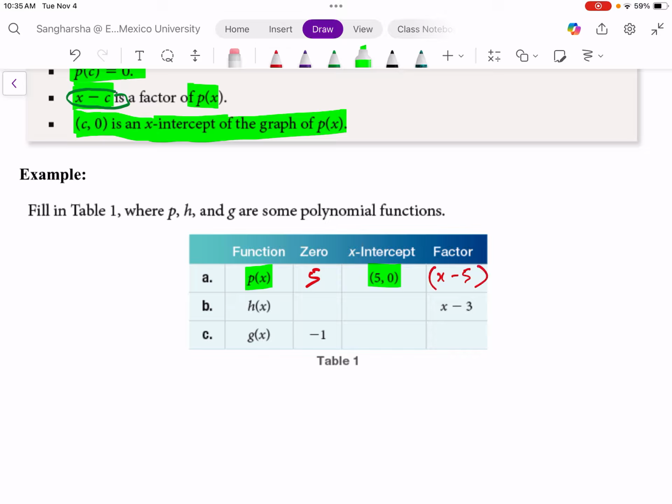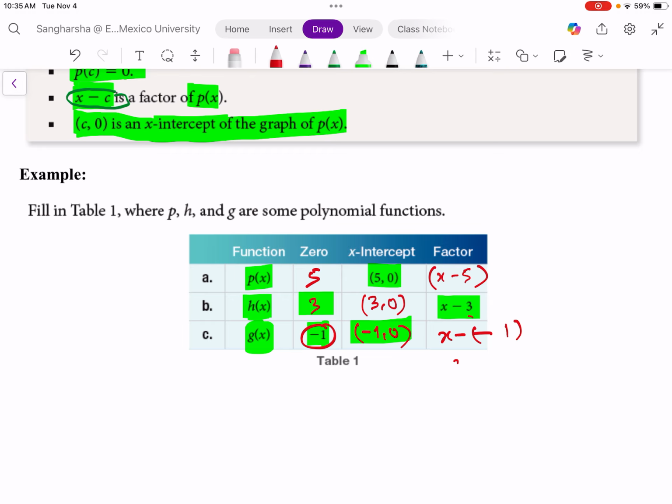Now for the polynomial h of x, we know x minus 3 is a factor. Can you tell me what will be the 0 for that h of x? 3, okay. And what will be the x-intercept? (3, 0). Next we have g of x as a polynomial. We know negative 1 is a 0 for this g of x. Now what will be the x-intercept? (Negative 1, 0). And what will be a factor? x minus this number, which is x plus 1, is a factor.